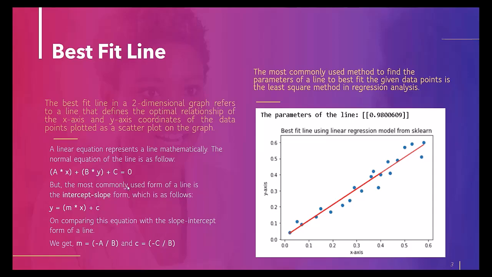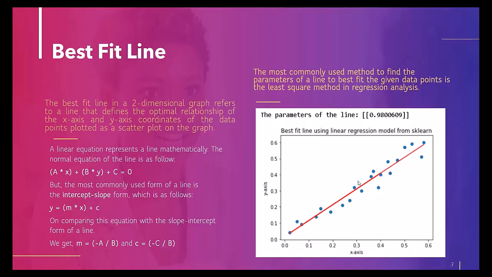So now we will compare the above mathematical line equation with the slope intercept form of the line, and we get the final result as m equals to minus a by b and c equals to minus c by b, and we will use this slope intercept form of the line through this post, and we will use the least square method in the regression analysis to plot the best fit line.